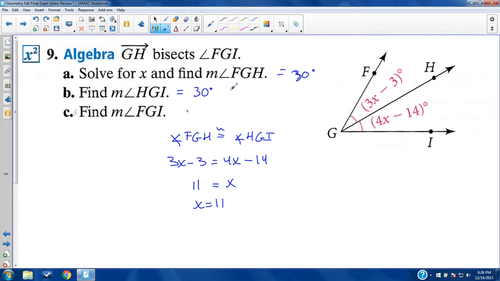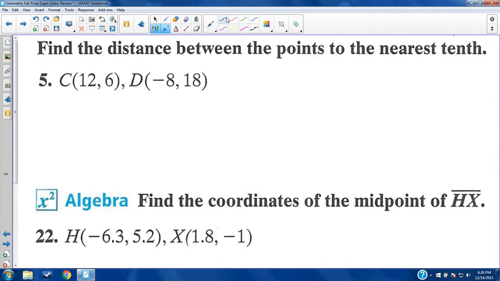If you want to double check that here, 11 times 4 is 44. 44 minus 14 is 30. Measure of angle FGI, the entire thing, is 30 times 2. You double them. You add both of them together, and they're the same thing. That's number 9. I'm just going to move on, if that's good enough there. Once again, that's an angle bisector.